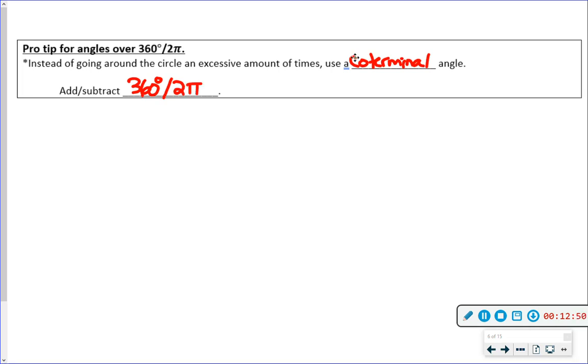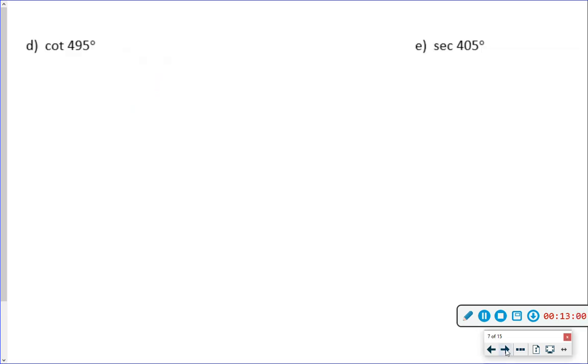Because remember, it's just a different route to end up at the same exact spot, but we want to work smarter, not harder. So if I'm over, like the next one, I don't want to draw 495. I would have to do a complete revolution plus some more, just to end up at the same spot. So I'm going to use a coterminal. I'm going to take 360 off. All right, what is 495 minus 360? 135, yeah.